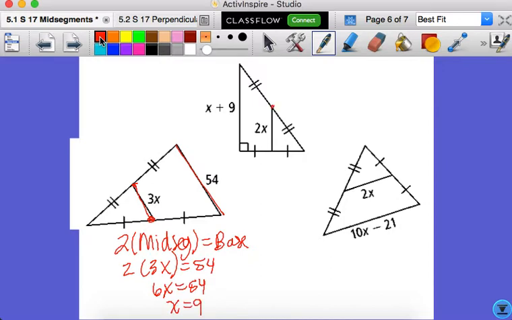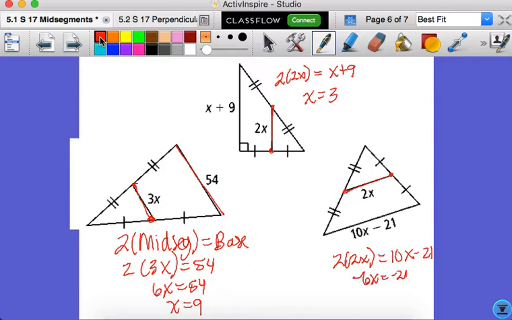For this one here, this is my smaller segment, or my mid-segment. So double the mid-segment equals the base. Double this mid-segment will equal that base. So finish both of these on your own, and then come back to check the answer. So you should end up with x equals 3 and x equals 3.5.